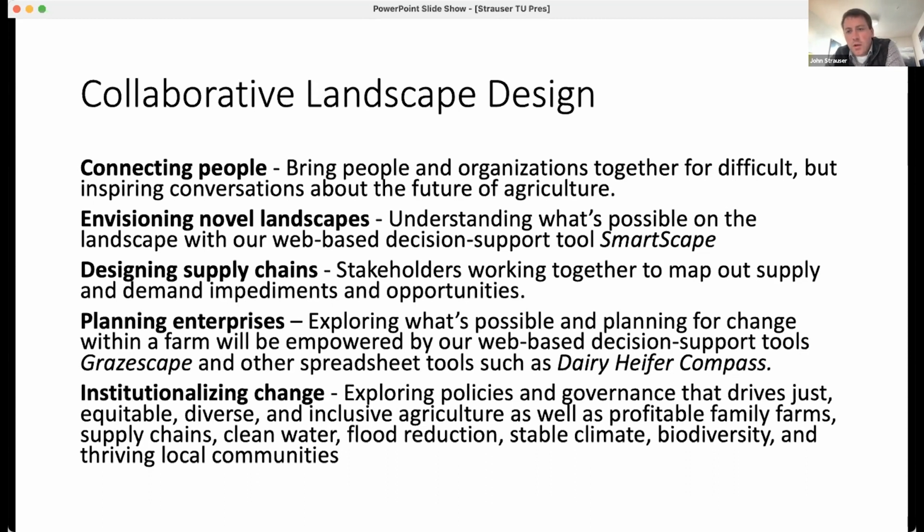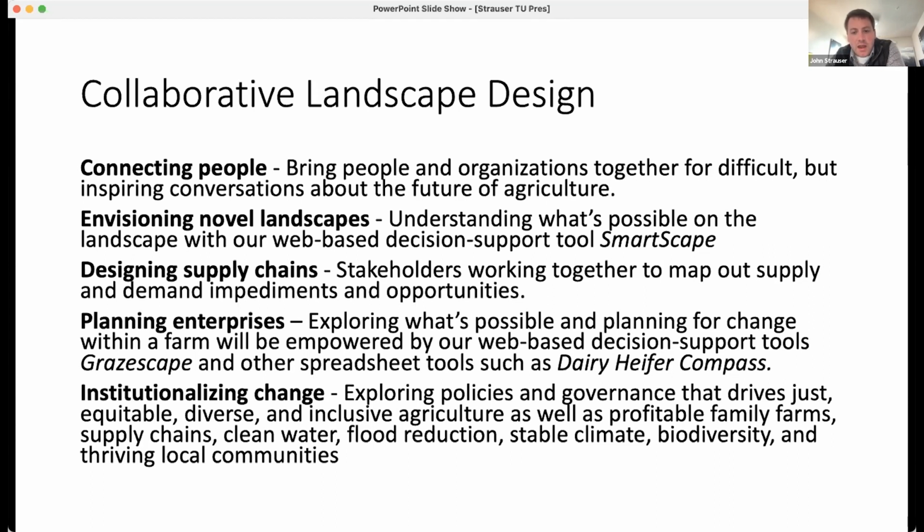And so this is about working with farmers and processors and consumers to develop supply chains where we can connect the producers with the consumers and create the demand on practices that take care of our land and take care of our farmers and take care of communities.